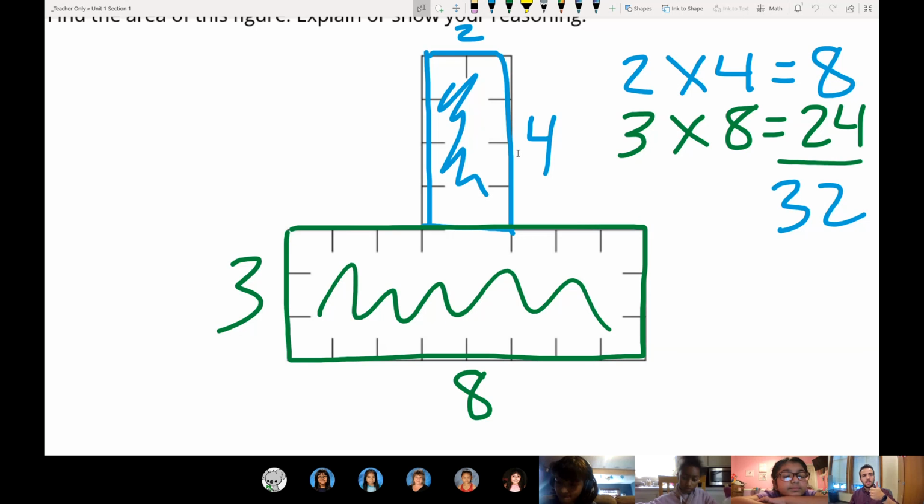Can I see videos? Can I see thumbs up, sideways, down? Is this making sense? Right, we're getting shapes that are kind of strange, not usual shapes, but when we break it down into rectangles, we're able to find the area of each of them and add it together. Right, that's the process that we're using.